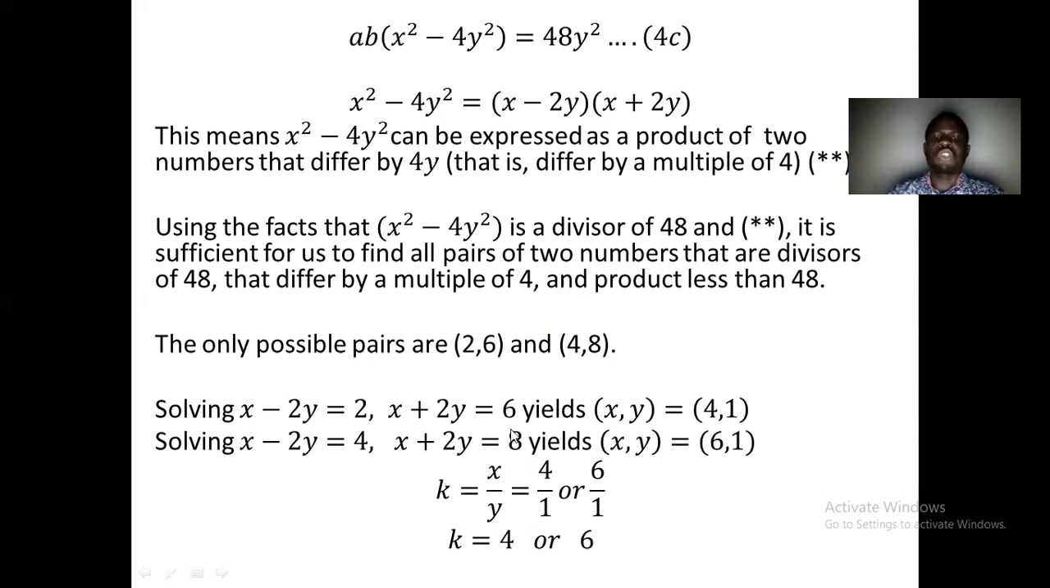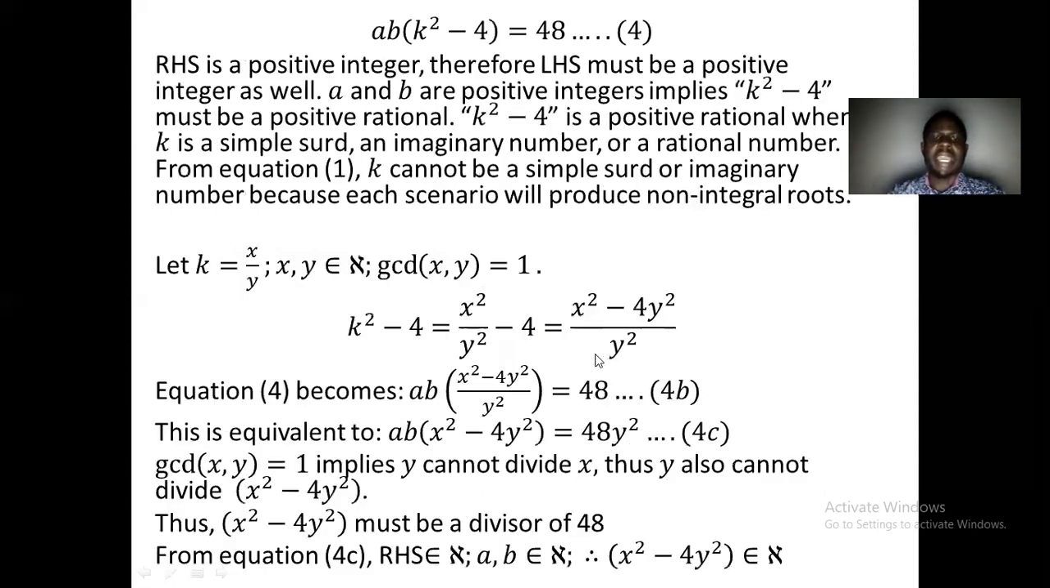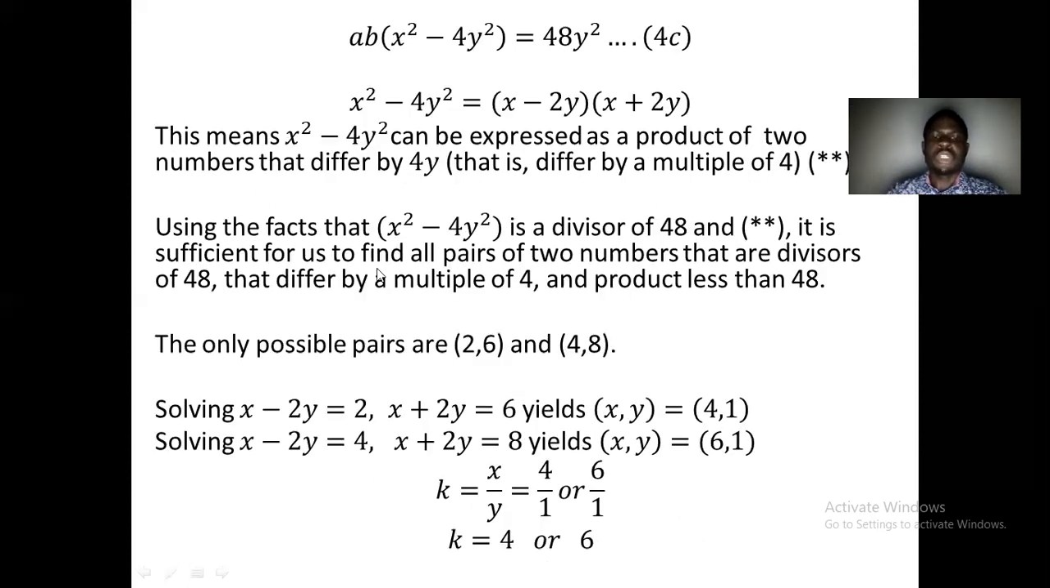Solving x minus 2y equal to 4 and x plus 2y equal to 8 yields x equal to 6, y equal to 1. We had said that k is equal to x over y, where x and y are relatively prime. So k equals 4 over 1 or 6 over 1. So we have two possible values of k as of now, which are 4 or 6.